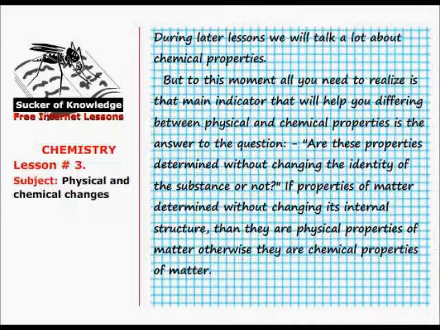During later lessons, we will talk a lot about chemical properties, but for now, all you need to realize is that the main indicator that will help you differentiate between physical and chemical properties is the answer to the question: are these properties determined without changing the identity of the substance, or not? If properties of matter are determined without changing its internal structure, then they are physical properties of matter. Otherwise they are chemical properties of matter.